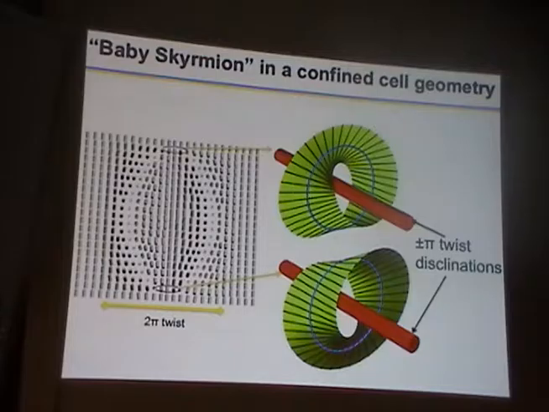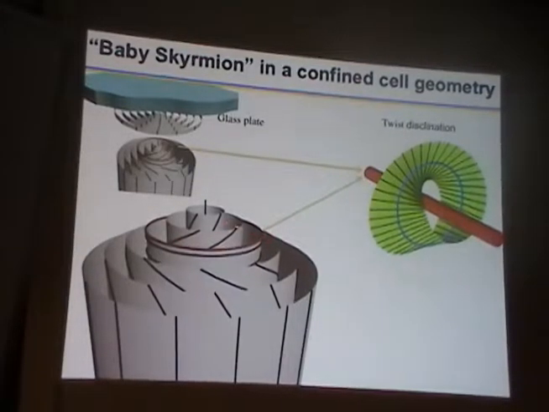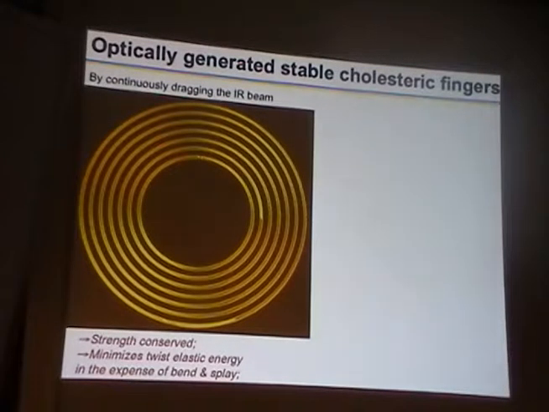Excellent, thank you. Yeah, thanks. All right, so in a sense, as I already mentioned, in order to terminate this double twist cylinder at the substrate with perpendicular surface boundary conditions, we need to have such a loop of twist disclination close to it.